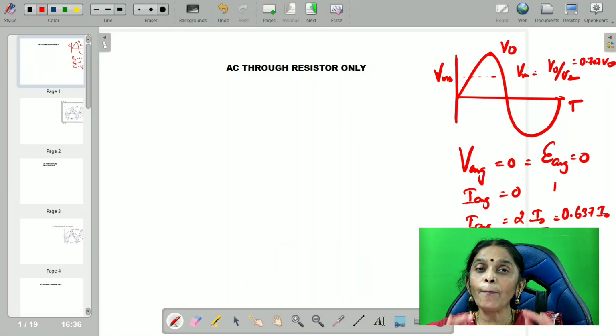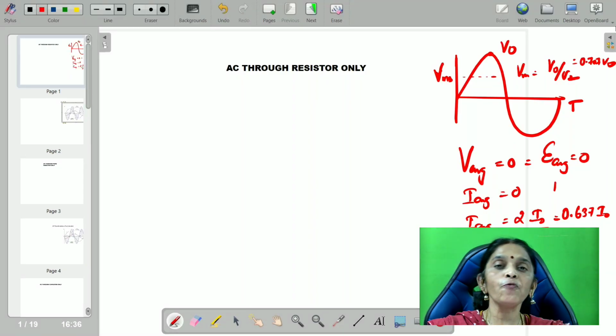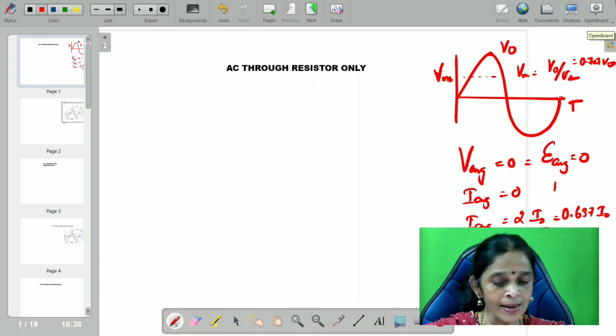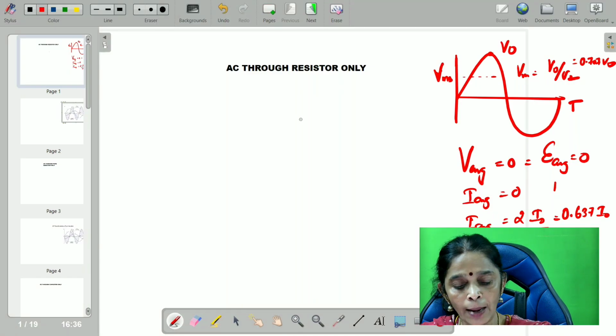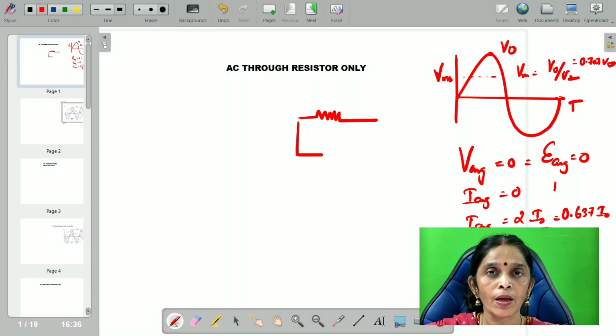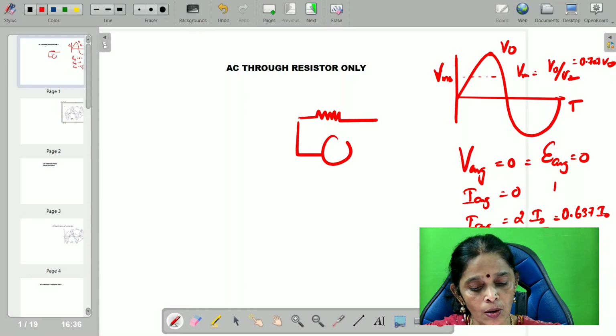Now, when you apply AC current or AC voltage across a resistor, I wanted to find out what the phase difference is between the current and the voltage. Come, let us see. So now here I am taking a resistor only. This is a pure resistor. I am connecting it across an AC source.